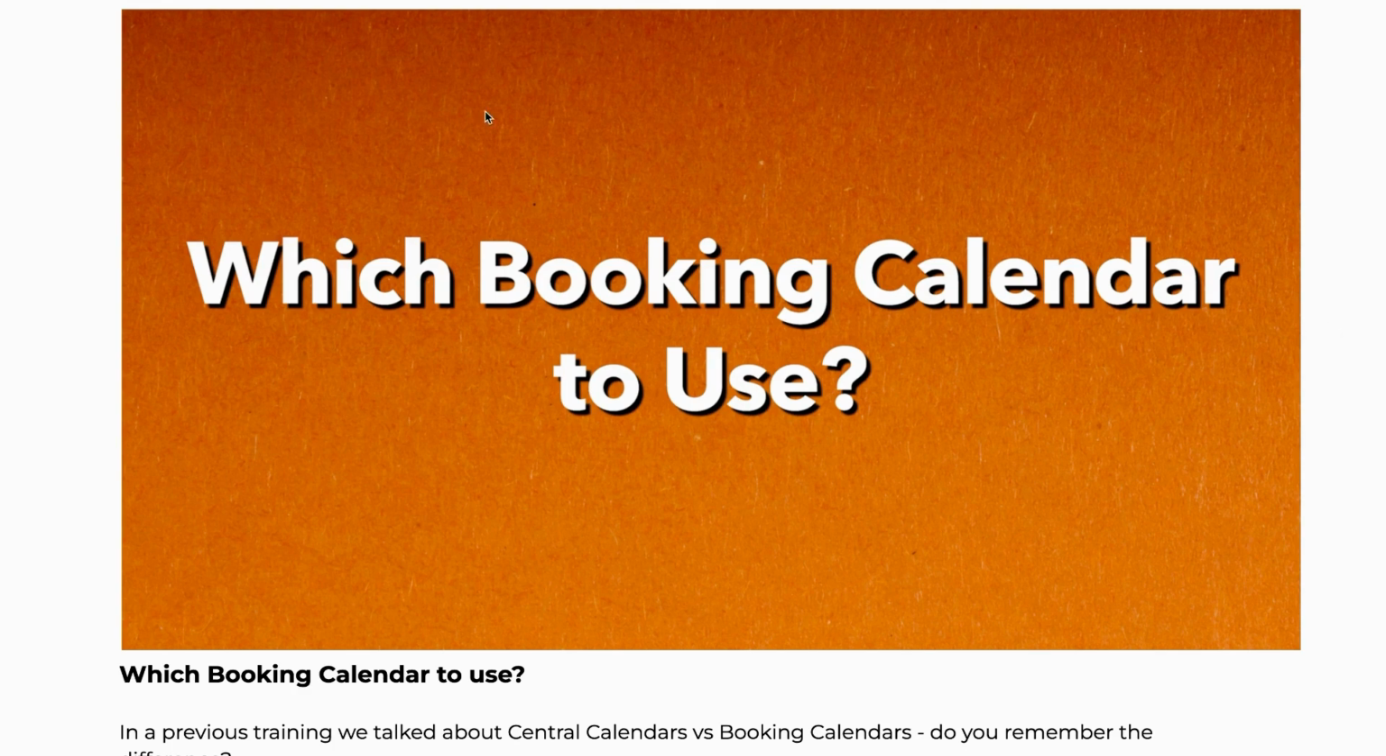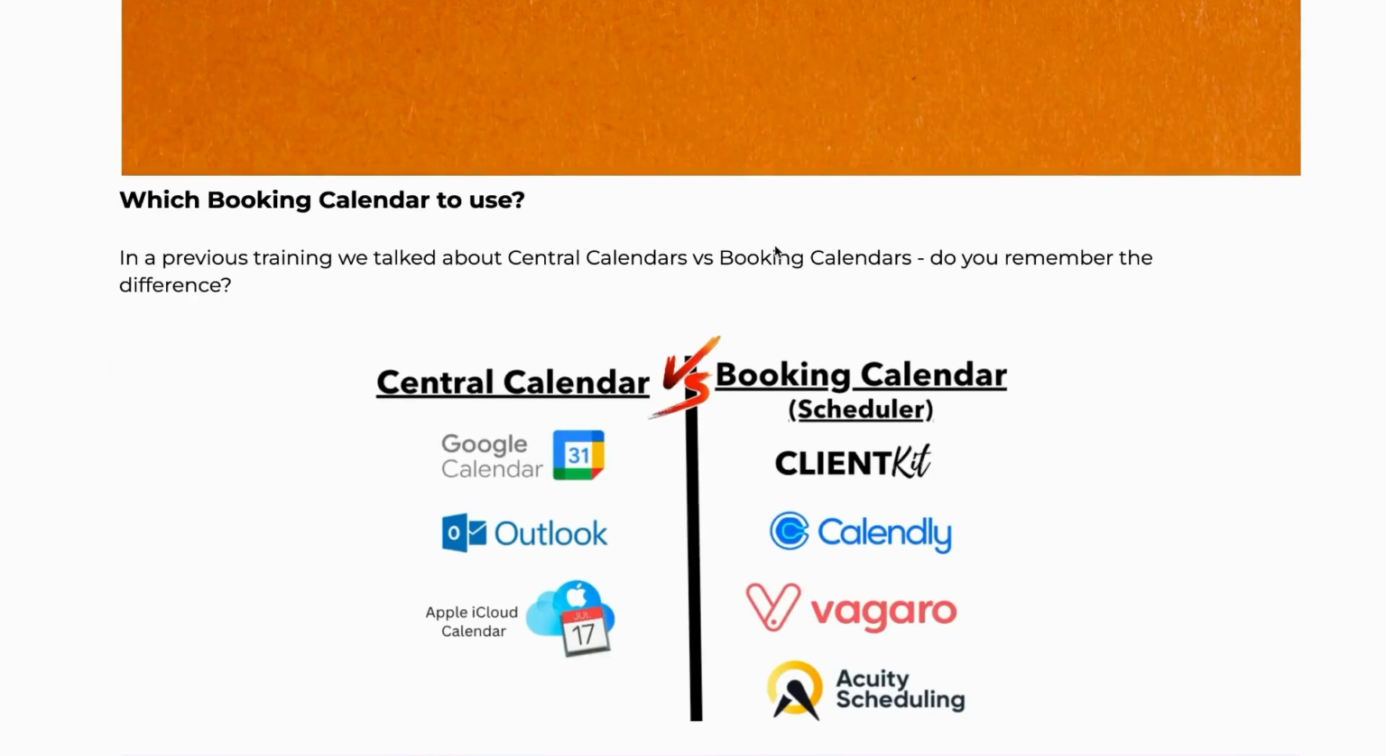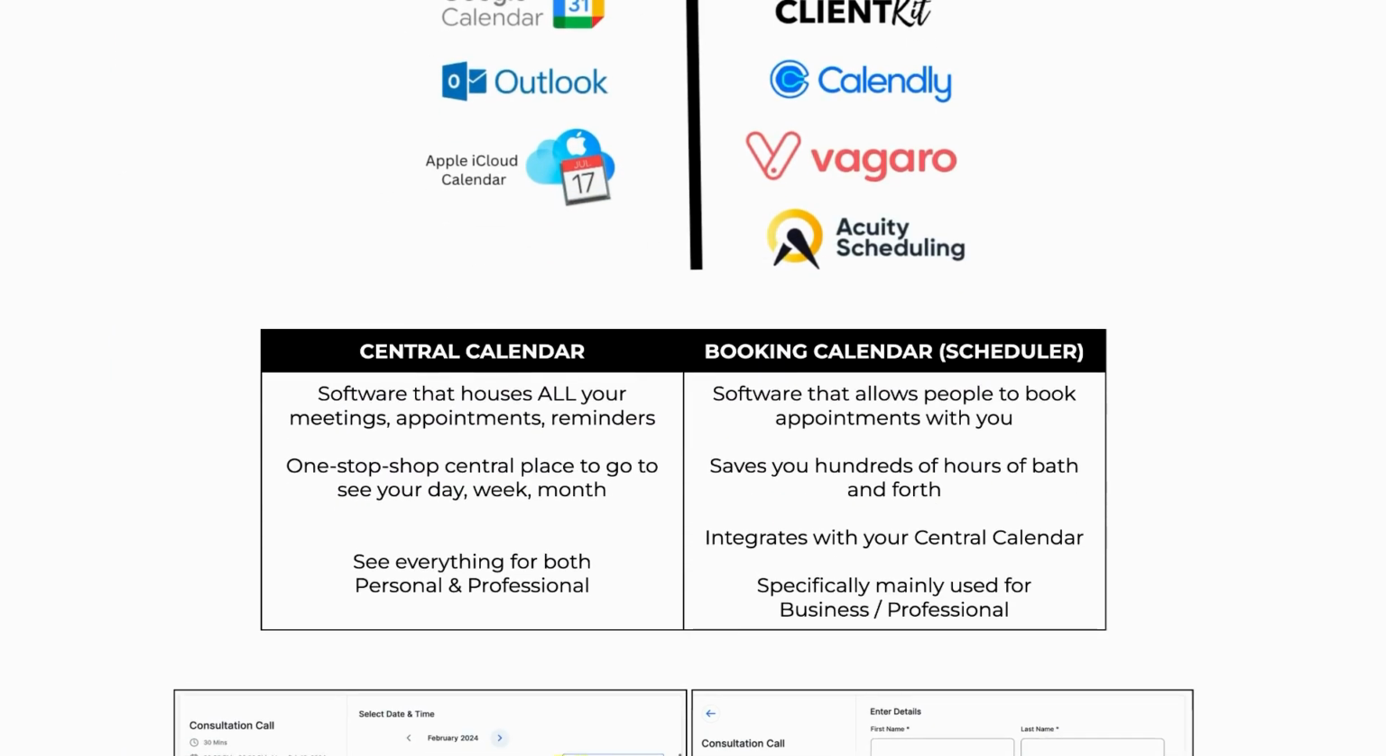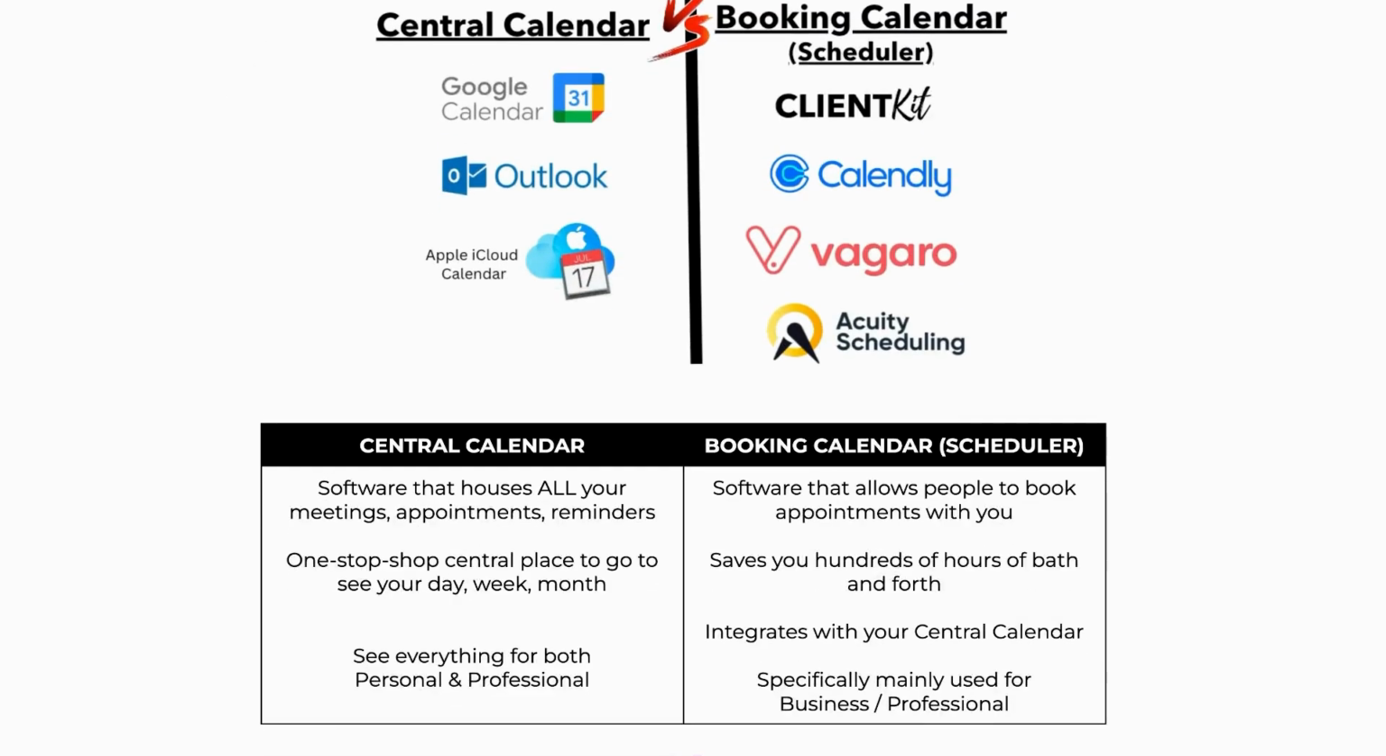So if you remember, in a previous training we talked about the difference between a central calendar versus a booking calendar. Do you remember the difference? We said that a central calendar is the calendar that houses all of your meetings and appointments, both personal and professional, right? And we walked you through how to get Google Calendar set up. And a booking calendar, we said, is software that allows people to book appointments with you, and it integrates with your central calendar, and it's mainly used for business and professional purposes.